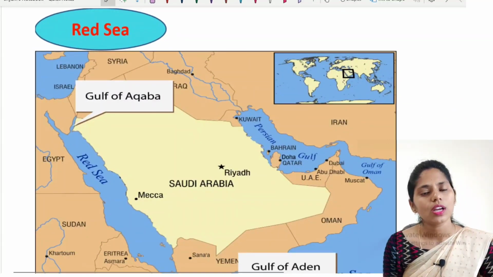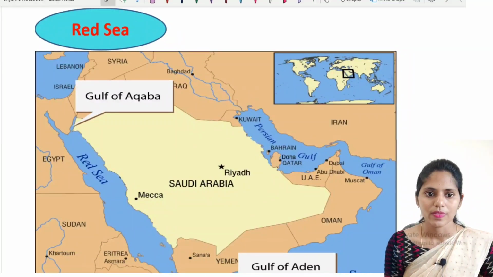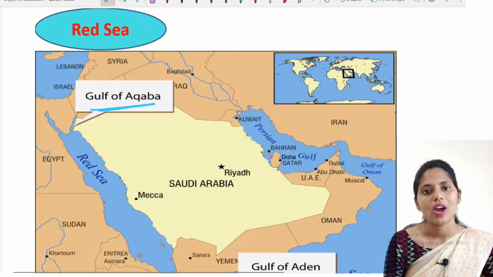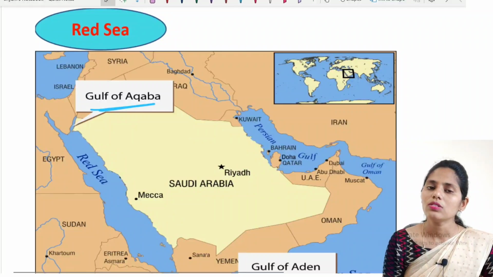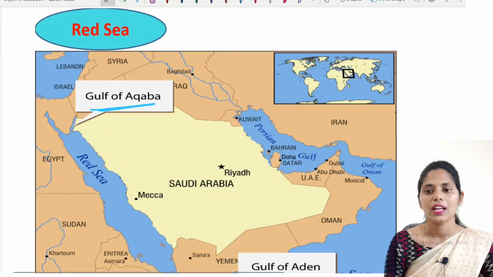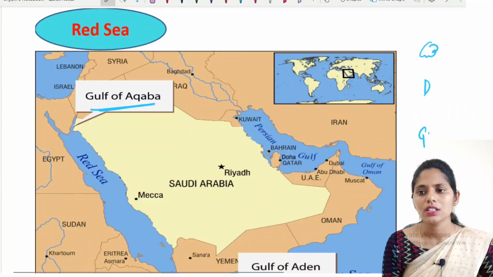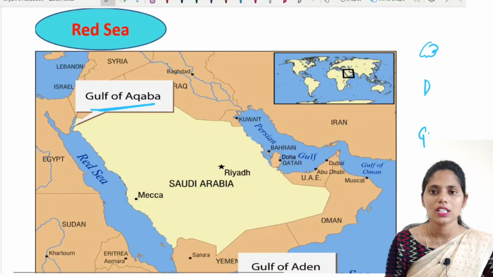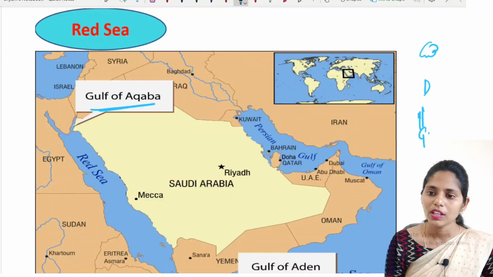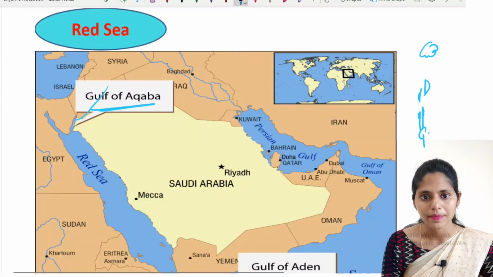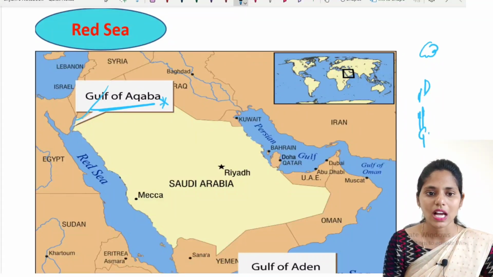And now let's talk about the Red Sea also. Here we have the Gulf of Aqaba. Why is this Gulf of Aqaba important? Because now we are planning to connect the Dead Sea with this Gulf of Aqaba, because the Dead Sea is shrinking in size. We need to give some water supply to this Dead Sea, and they are trying to connect this Gulf of Aqaba with the Dead Sea. Because of this you need to remember the Gulf of Aqaba.